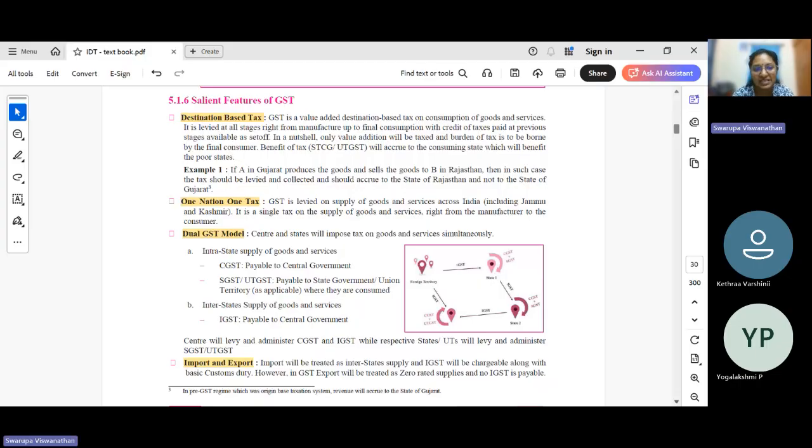One nation, one tax. It is a dual GST model because there is both CGST, SGST, and with respect to interstate goods, there is IGST. So it's a dual GST model. Import and export. Under GST, imports are covered under RCM basis where the recipient will have to pay tax, and the export is a zero rated supply.